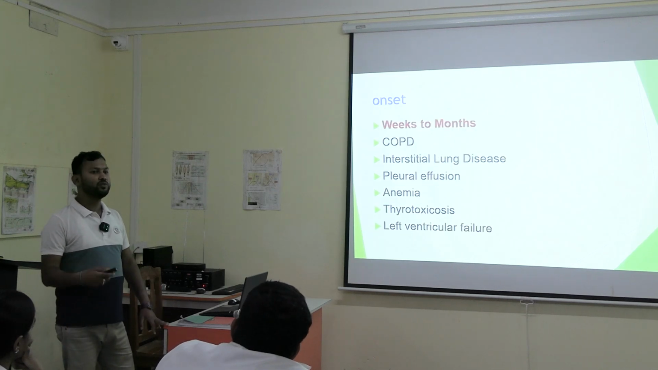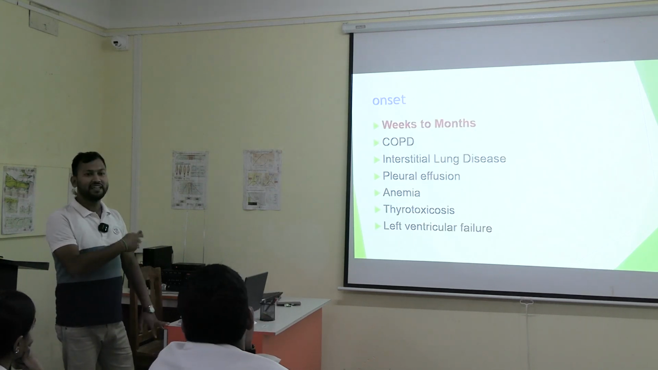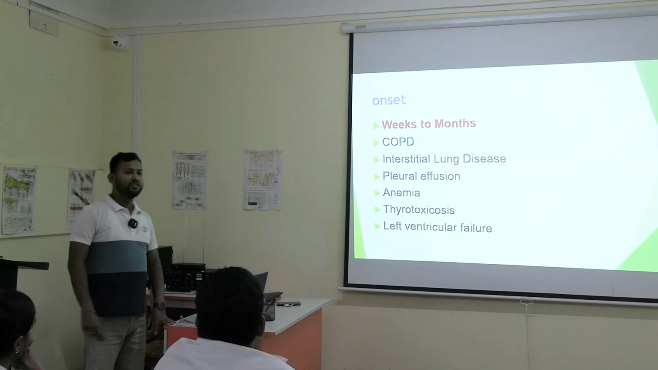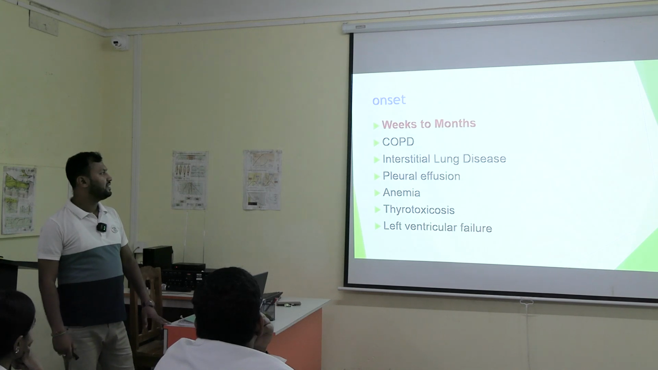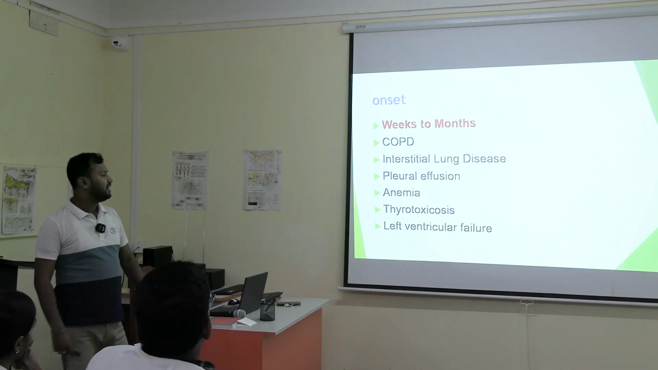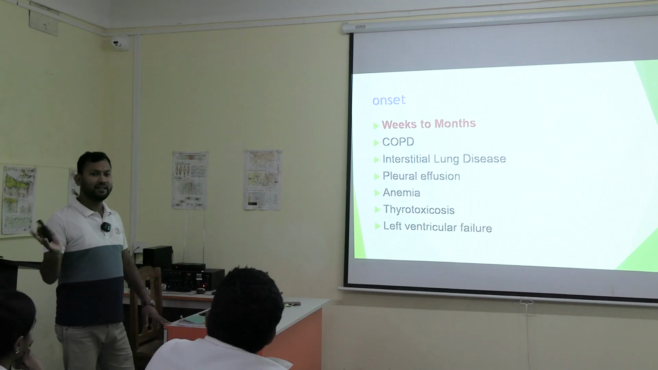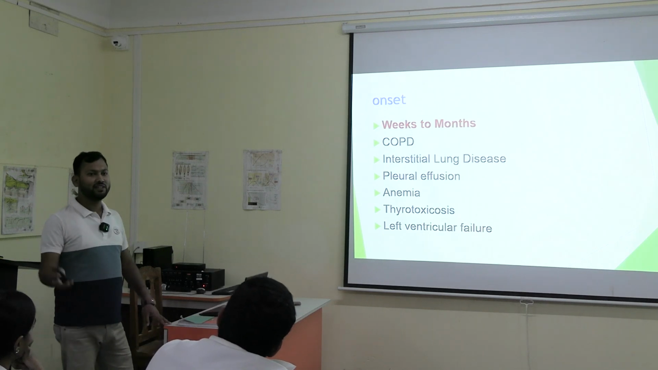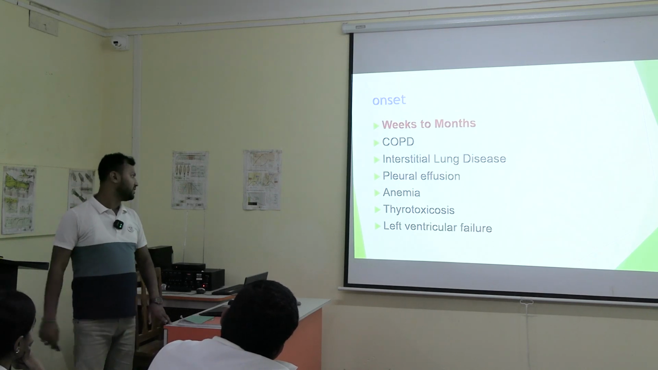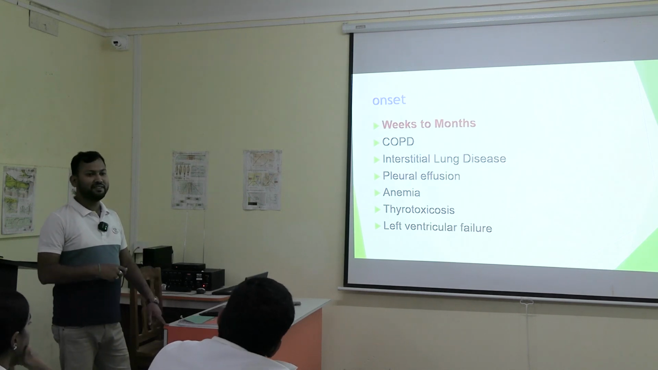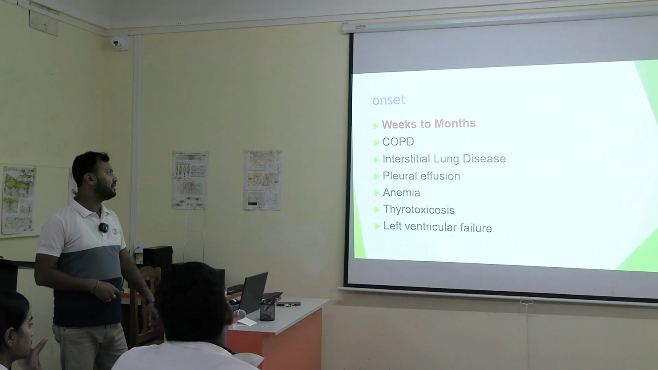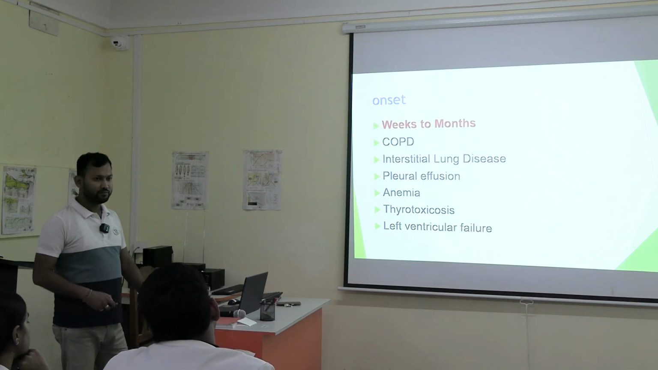Then weeks to months. From weeks to months, these causes will take time to develop, like COPD, chronic obstructive pulmonary disorder, then interstitial lung disease, pleural effusion, anemia. Anemia you have learned in your class. We have already taught you that in anemia, due to deficiency of oxygen, there might be some breathing difficulty. So anemia is also a cause. Then thyrotoxicosis, again left ventricular failure. This may present in all these things. Left ventricular failure may be acute or chronic also.